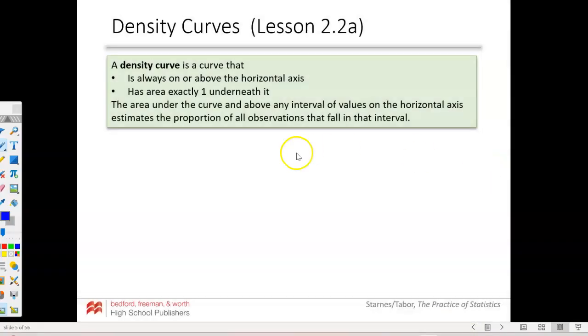Okay, so today's lesson is the first part of lesson 2.2. We're going to split this into three sections.